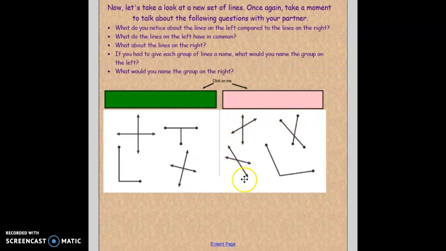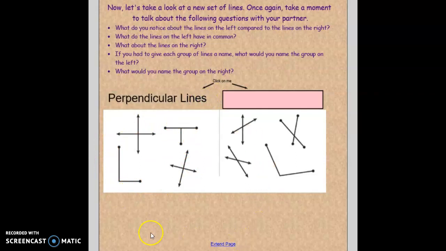What about this group of lines on the right? They all have something in common too. So, what are these lines? What makes these lines? They all have the same exact type of meeting point. The intersection is exactly the same in all of these. What kind of lines are these called?